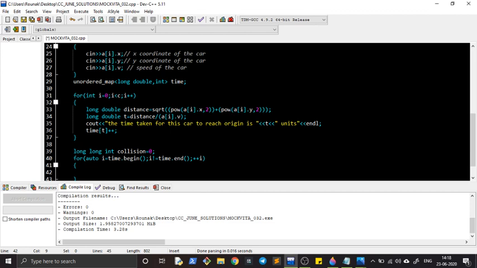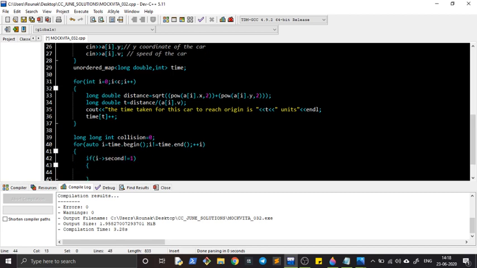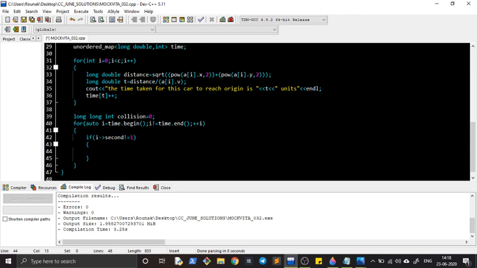Now if the value of a key is 1, we need not consider it for our calculation, because if only one car reaches the origin at a particular time, then it won't collide with anything else, right? So we will only consider the cases where i.second is not equal to 1. Here in C++, i.second gives the value and i.first gives the key.